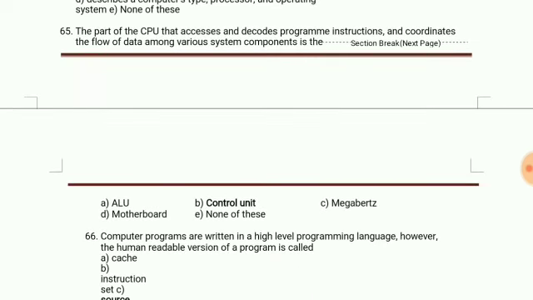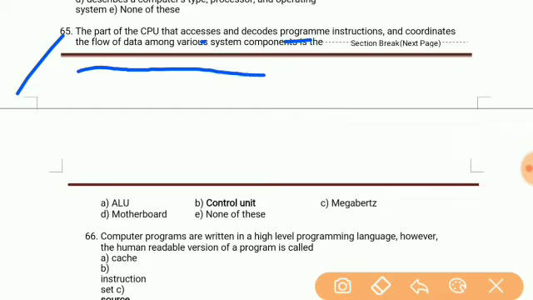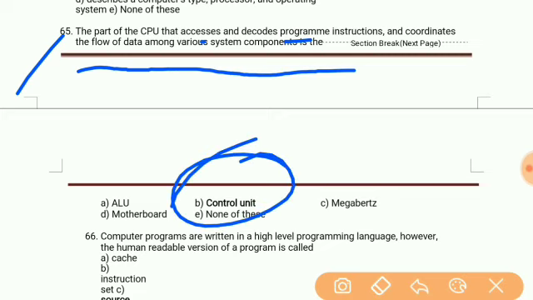Then the part of the CPU that accesses and decodes program instructions and coordinates the flow of data among various components is the control unit. So the control unit accesses, decodes, instructs and coordinates everything.